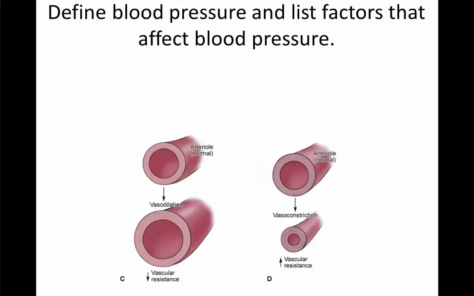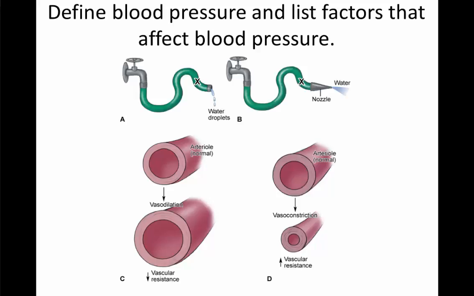Going back to something we saw earlier in this unit, we can talk about the size of blood vessels and their effect on blood pressure. Arterioles, as we looked at earlier, can vasodilate. They get bigger, and therefore there is a decreased resistance to the blood flow moving through them. They can also vasoconstrict, get smaller, and so then there would be an increase to the vascular resistance.